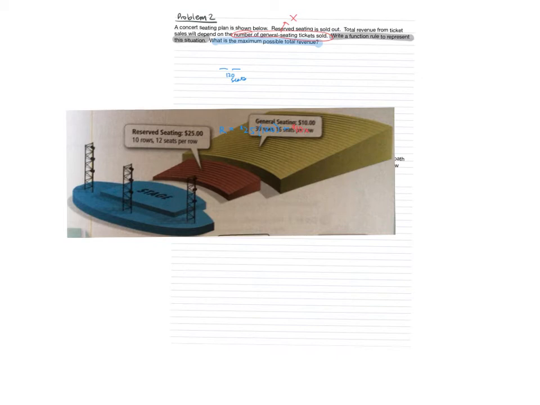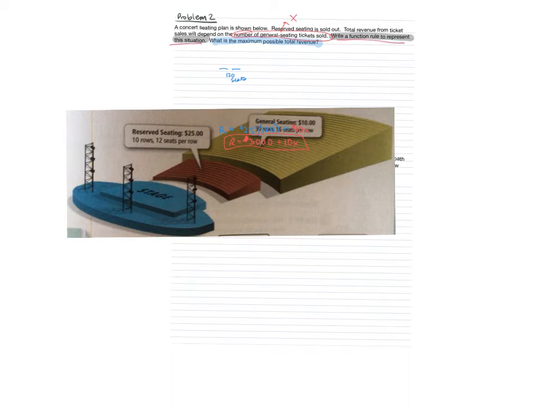So let's just do this. What's 25 times 120? 3,000. So they make $3,000 from the reserve seats, and then plus 10x. So that is our, we don't even need the dollar sign there, right? This is our function rule to represent this situation.